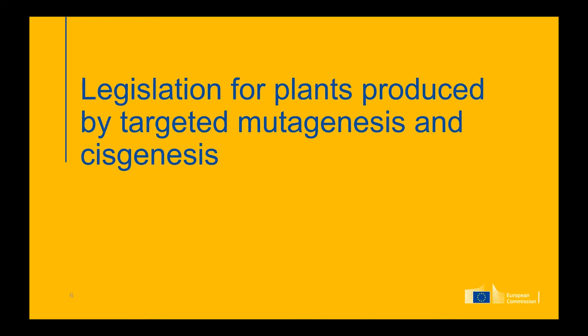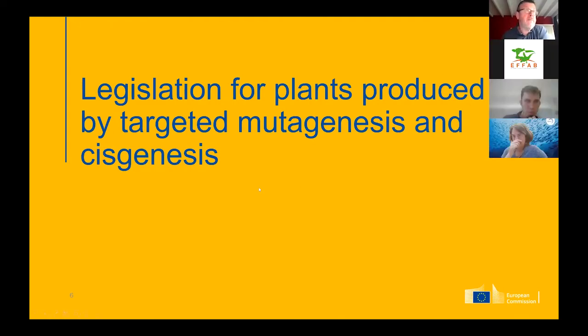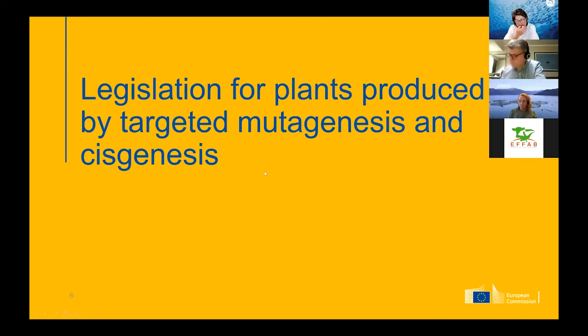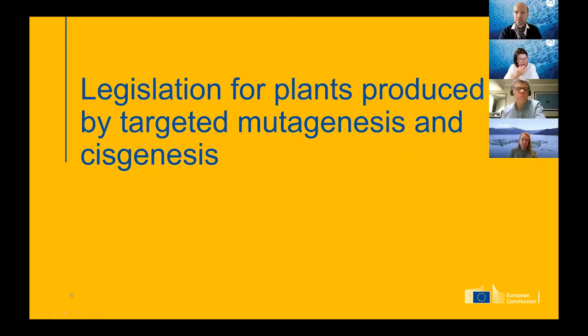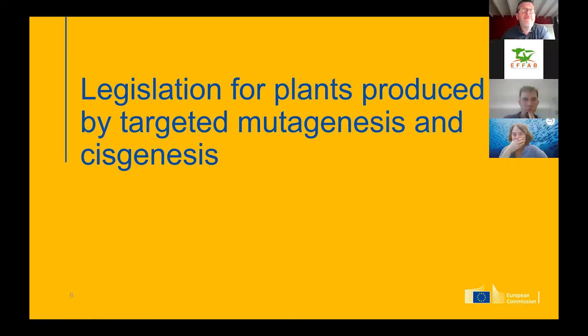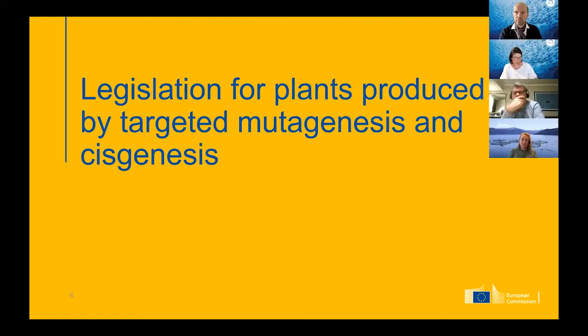The first part, which we considered the most urgent, was to make a legislation for plants produced by targeted mutagenesis or by cisgenesis. This is what we said we would start with, because we do think that plants were a bit more advanced looking at the NGT studies, more products were close to market. I have to admit that the study is more than a year old now.